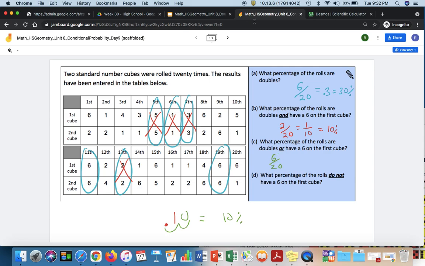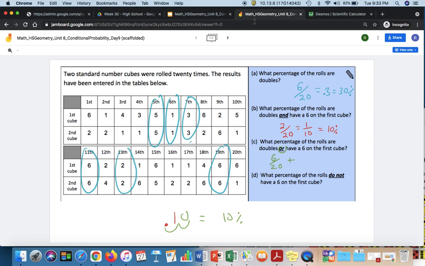Our OR here means we are going to do a sum. ORs mean a sum, and if we think about it in terms of winning, doubles, we win, or if we have a 6 on the first cube, we also win. So I'm going to remark up this diagram here, and I'm going to use blue again. So again, the first thing I'm doing is just highlighting all the doubles. So again, I got my 6 out of 20 there.